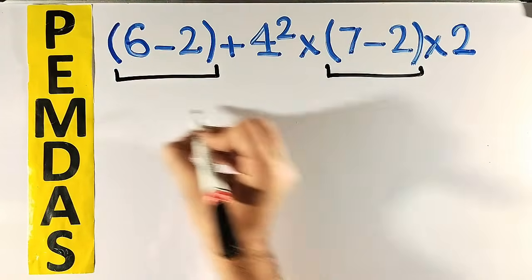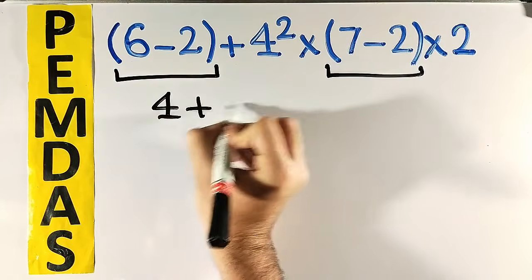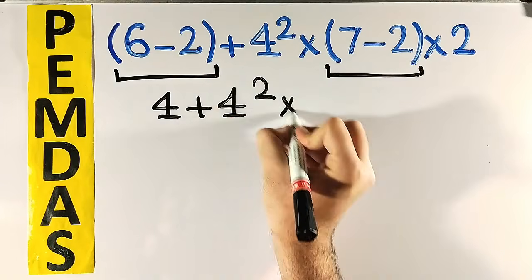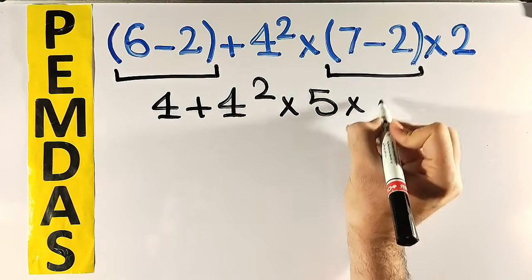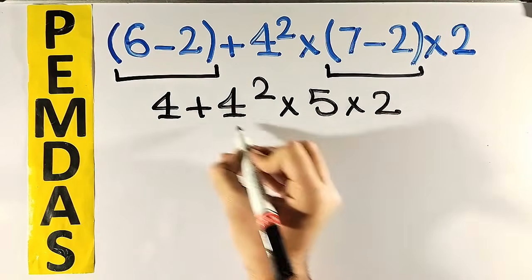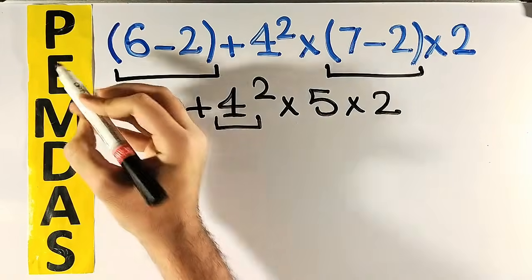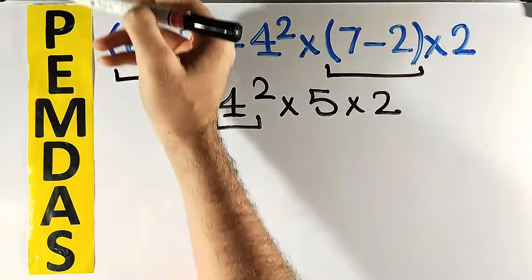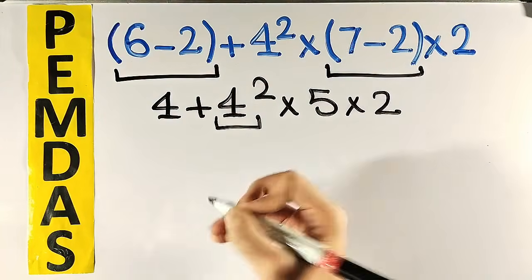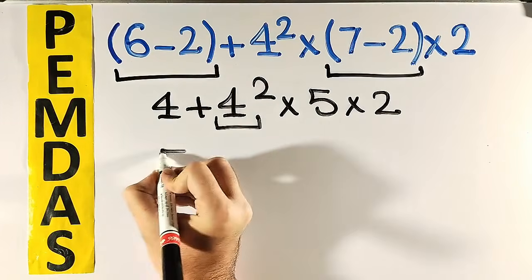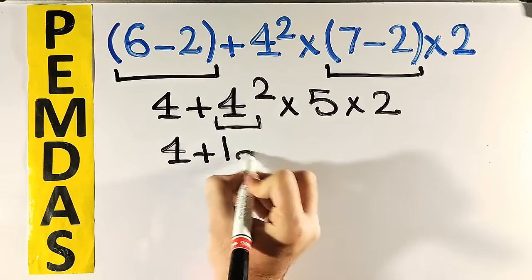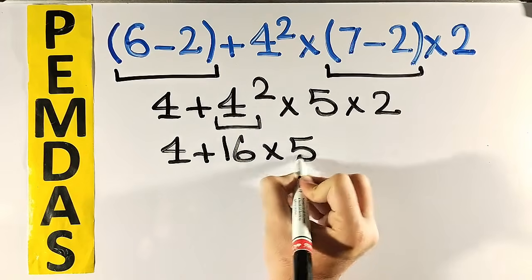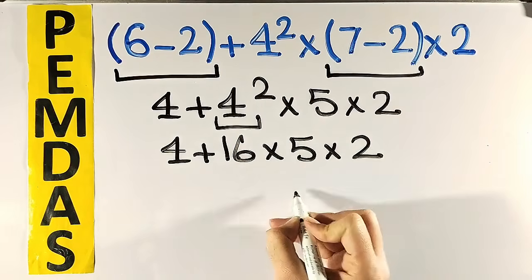So, we rewrite this expression as 4 plus 4 squared multiplied by 5 and times 2. And the next step, we go for the exponent, because in the PEMDAS rule, after parentheses, exponent has a higher priority than the other operation. So, we rewrite this expression as 4 plus 16 times 5 and again times 2.